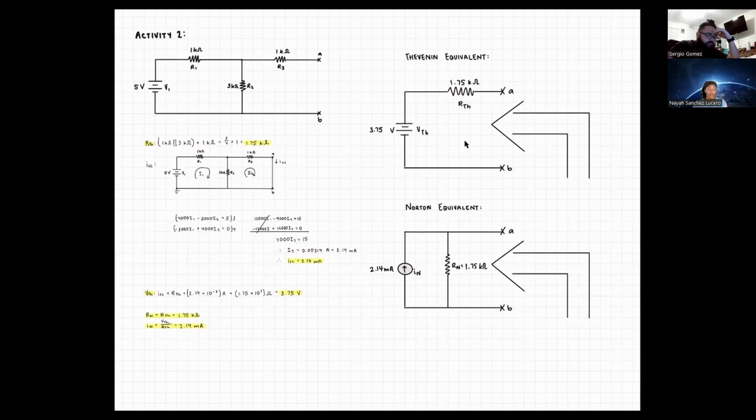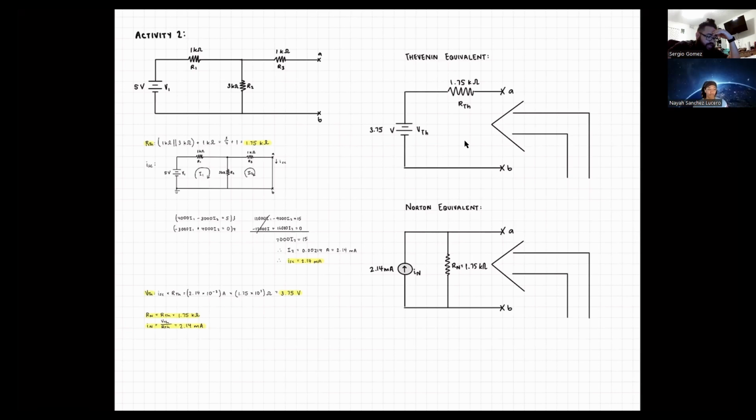To do this, we followed the same procedure as in activity 1, where we shorted out the voltage source to find the equivalent resistance within the circuit, which ended up being 1.75 kilo ohms. Thereafter, we shorted the circuit to find the amperage of the short circuit.